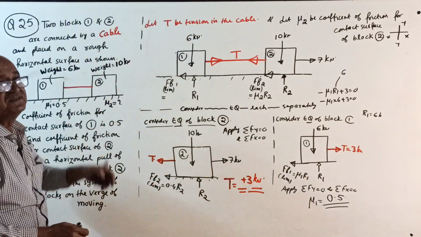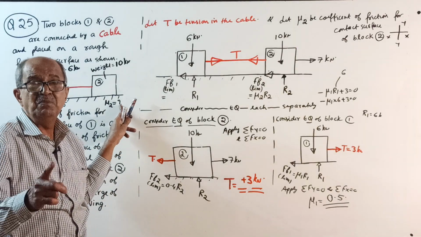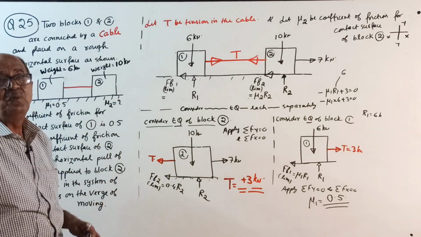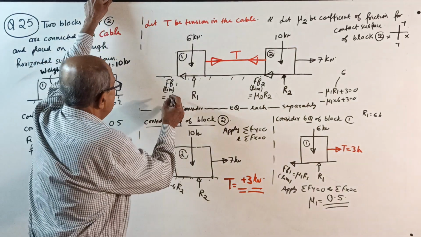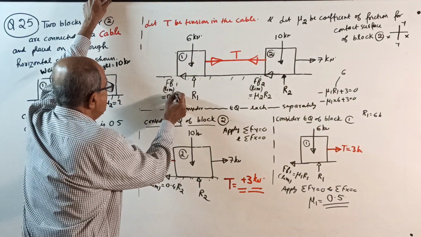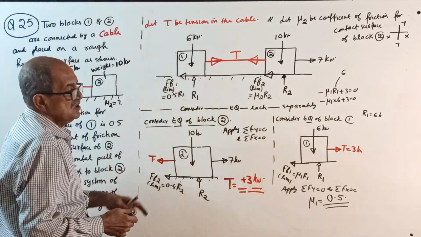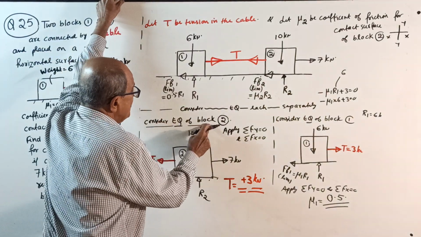Mu2, now you know the answer. Last time, your mu2 was 0.4. Same question, mu1 came 0.5. Now mu1 is 0.5. Mu2 has to come 0.4. But new question, see here. This is 0.5. Why 0.5? Given in the question, 0.5 into R1. Write all this.